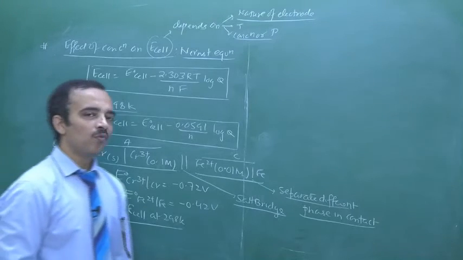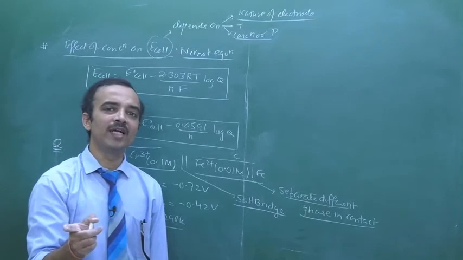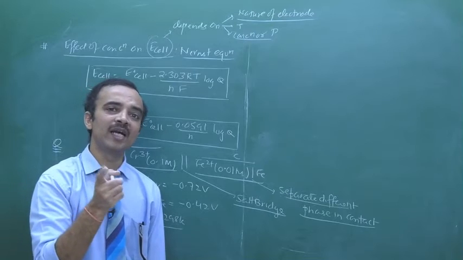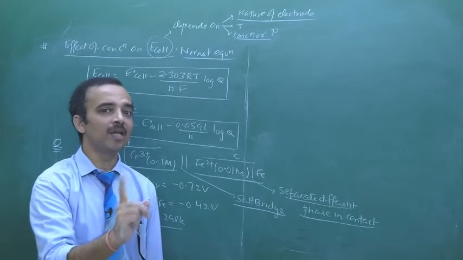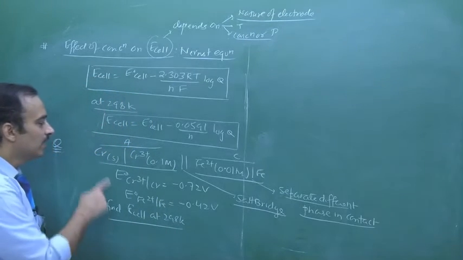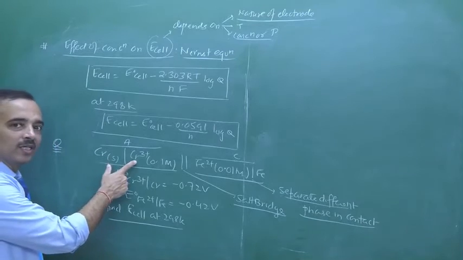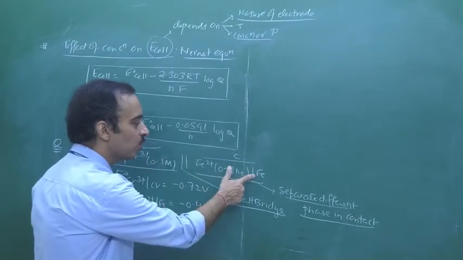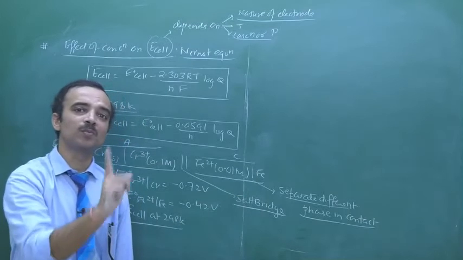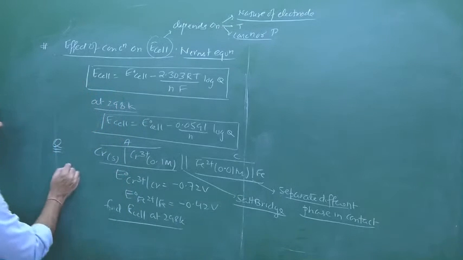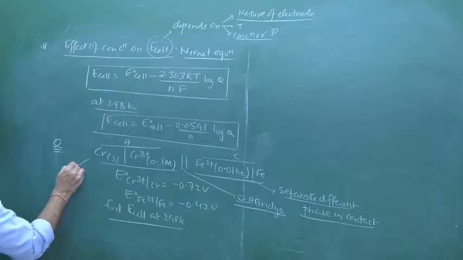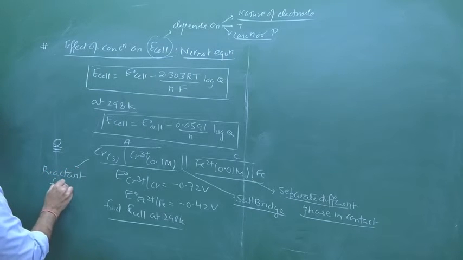Now, whether we write the cathode or the anode half cell, always write reactant first, then product. That means here this is reactant, this is product. Here this is reactant, this is product. Always reactant first, product second.